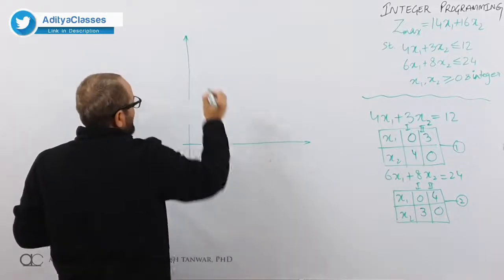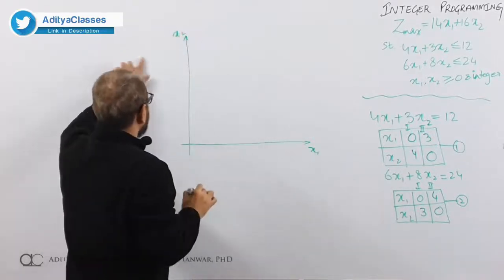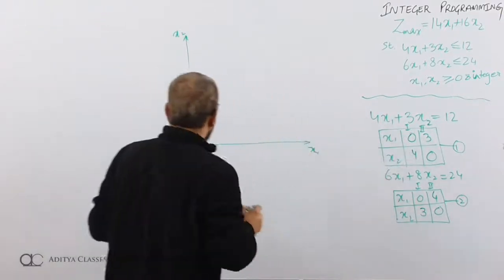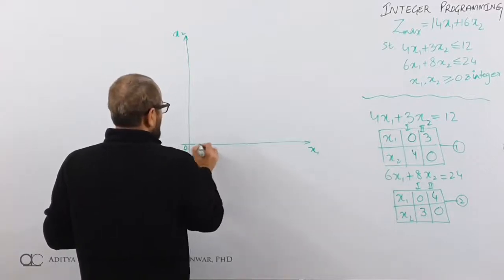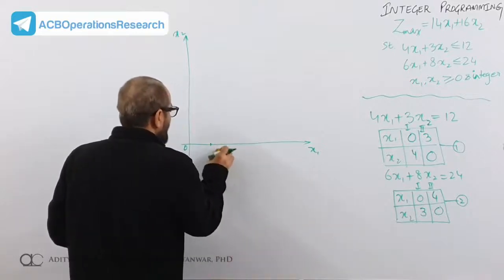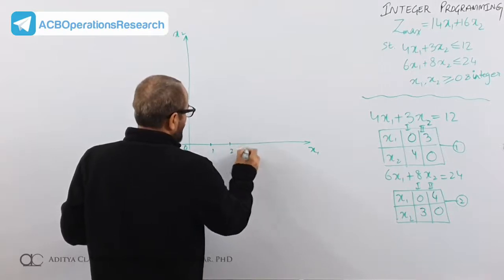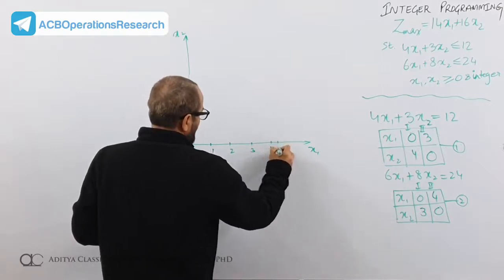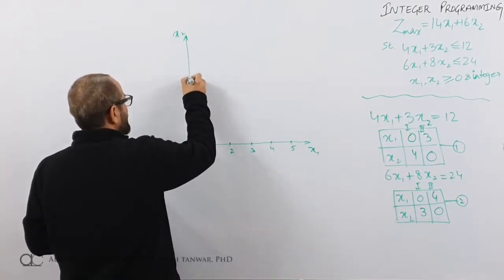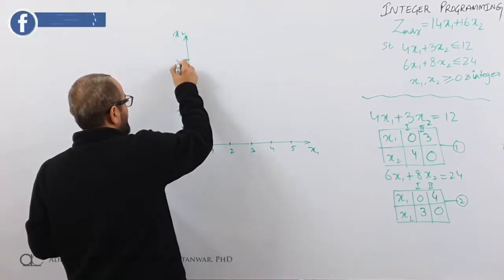Then can we have our coordinate system? We have x1, we have x2. Our range is 0, 3, 4. So what we can do is take 0, 1, 2, 3, 4 and 5 on one axis, and 1, 2, 3, 4 and 5 on the other.